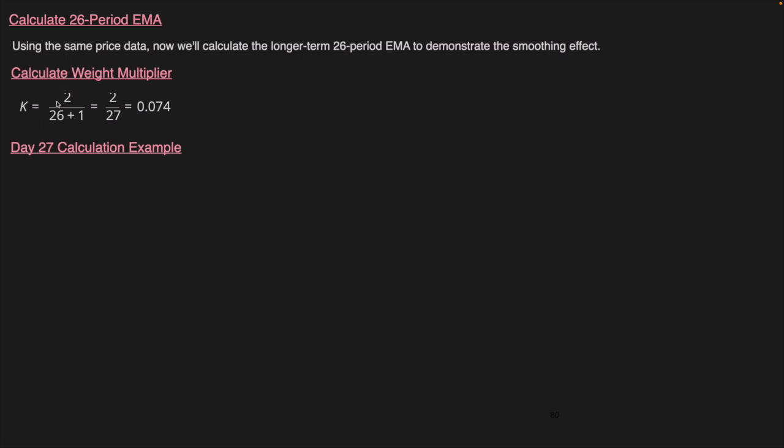So here K is equal to 2 divided by 26 plus 1. We are putting N equal to 26, so obviously you are going to get 0.0741. EMA 26 on day 26 is equal to 22.45. So the price on day 27 will be what? 23.5. How did you get this 23.5?